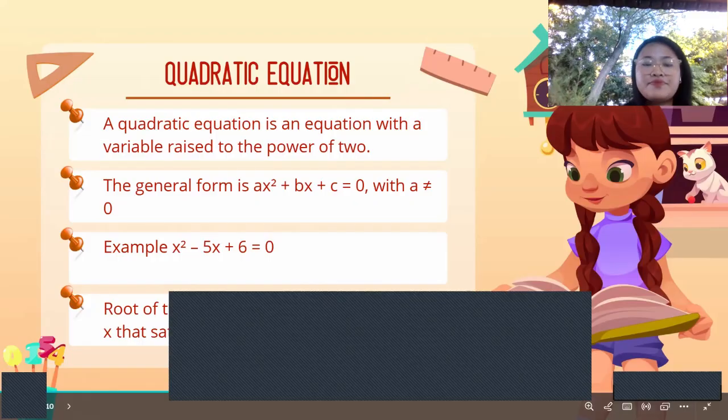For example, x squared minus 5x plus 6 equals 0. The solution of a quadratic equation is called the root of the equation. These are the values of x that satisfy the equation.